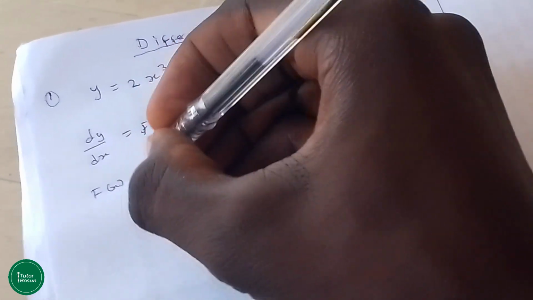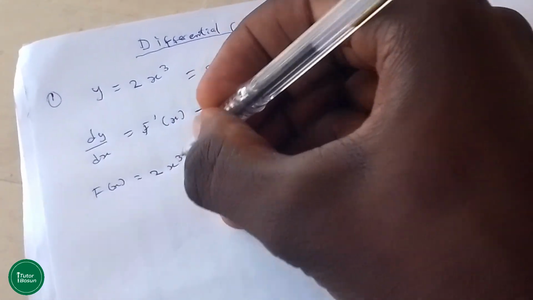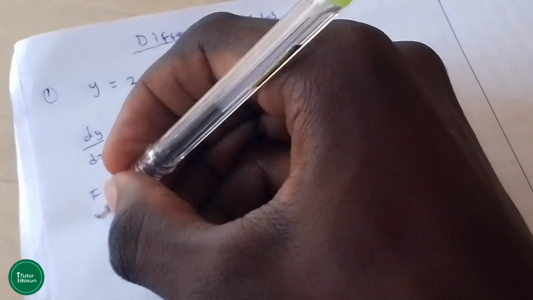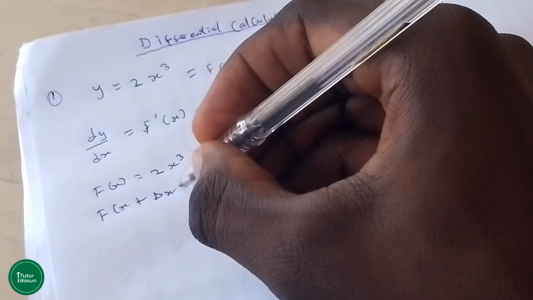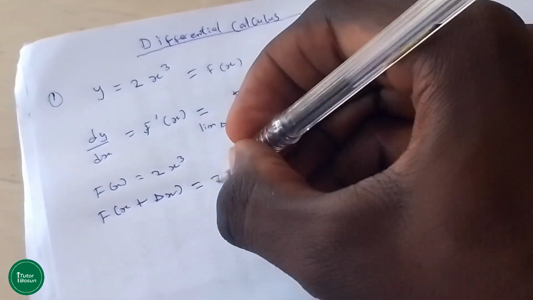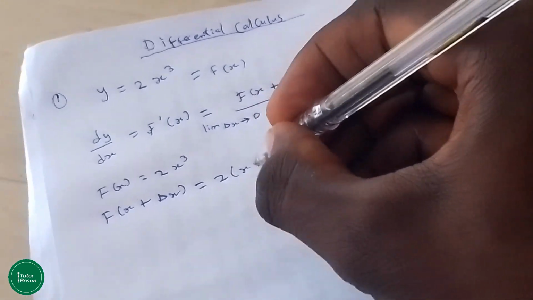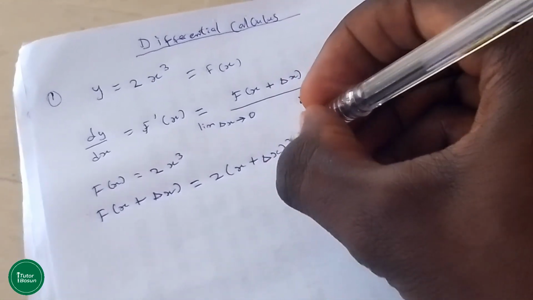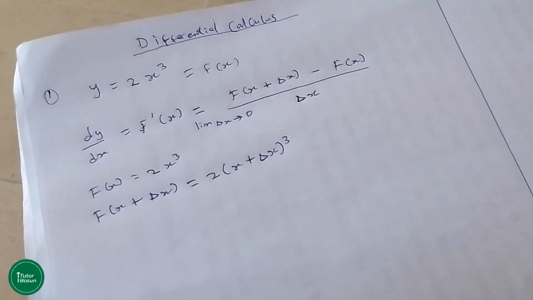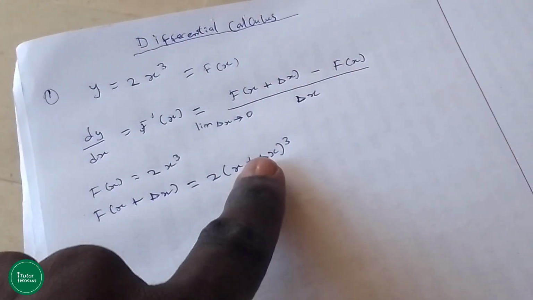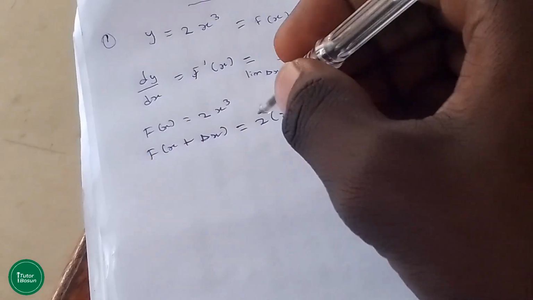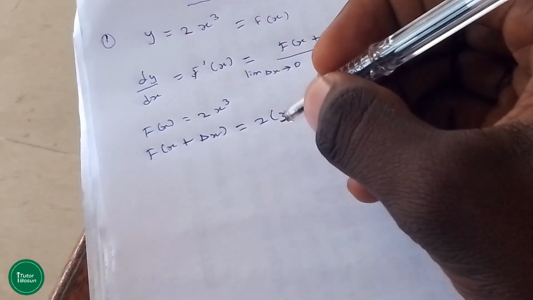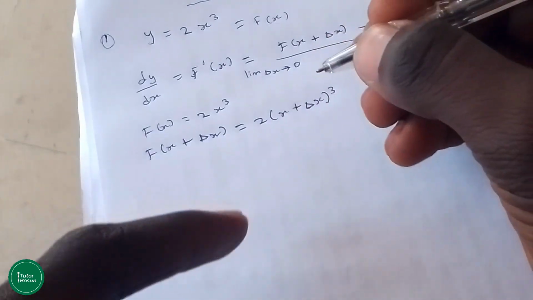In this particular function, f of x equals 2x cubed. Then f of x plus delta x will be 2 times x plus delta x, all raised to power 3. That is, we'll be expanding this function to the power of 3. Now, let's expand it: we expand it to the power of 2, and we also multiply it by x plus delta x.